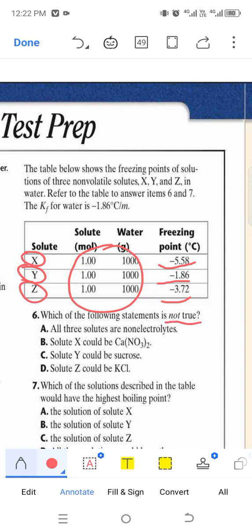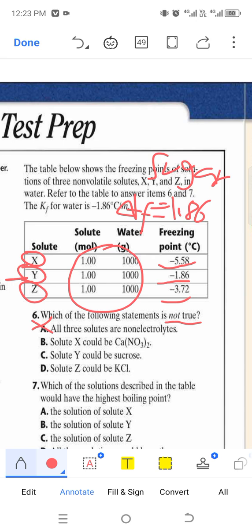The first one said all three solutions are non-electrolytes. This is incorrect, guys. If they were all non-electrolytes, they would have the same freezing point as Y. Have a look at Y, guys. For Y, the molality is 1. So delta TF is equal to KF, which is minus 1.86, multiplied by the ion factor, which is 1, multiplied by the molality, which is 1. So the delta TF of Y is minus 1.86, which is sugar. How do we know? Because it can be sugar or alcohol, because its ion factor is 1.